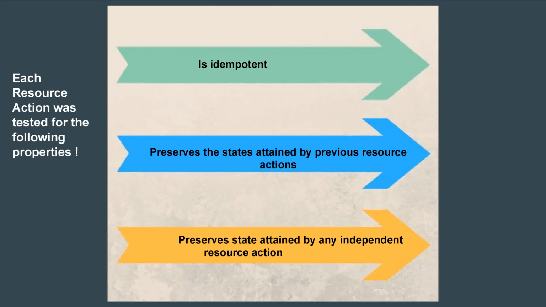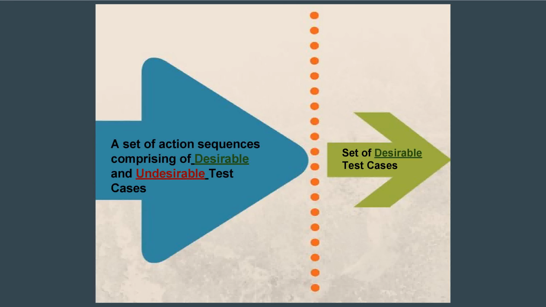Each resource action for a configuration specification was tested for the following properties. 1. Idempotence. 2. Preservation of states attained by previous resource actions. 3. Preservation of states attained by any independent resource action. By testing for certain specific properties, the set of action sequences with desirable test cases were extracted from a set in which they were mixed with the undesirable test cases.